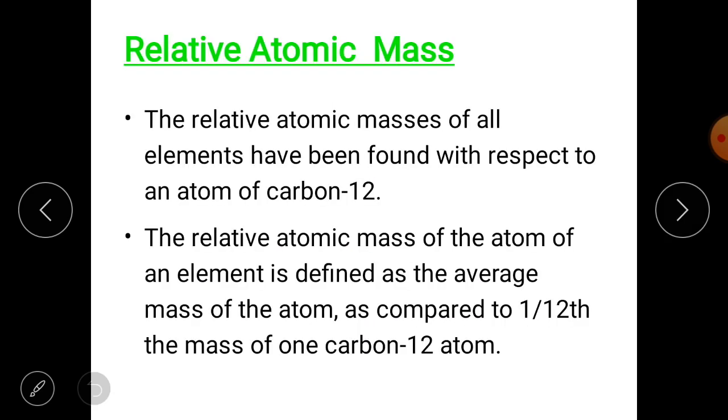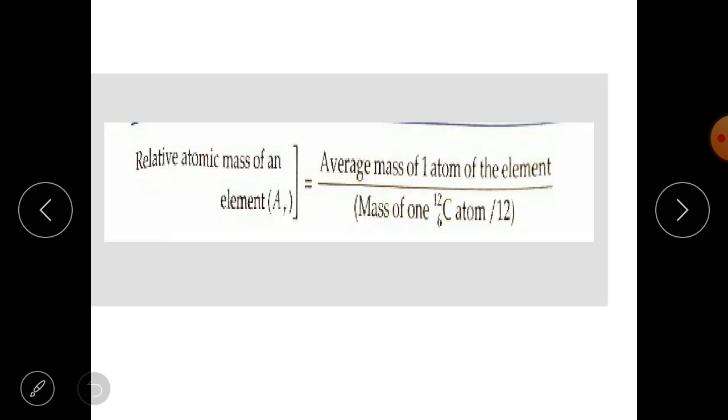Now here you can see the heading relative atomic mass. First of all, we will define it. So listen to the definition carefully. It's a bit important. The relative atomic mass of an element is defined as the average relative mass of an atom of the element compared with the atomic mass of the C12 isotope. So, in order to find out the relative mass of any atom, you have to compare its mass with that C12 mass. Okay, let me show you the formula.